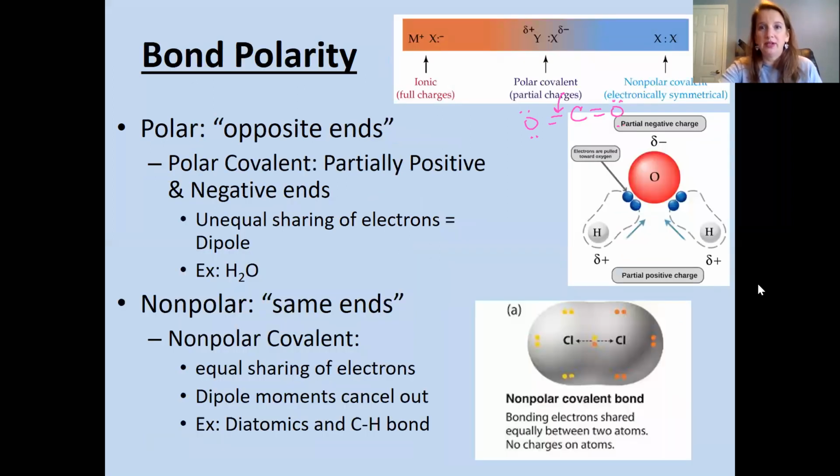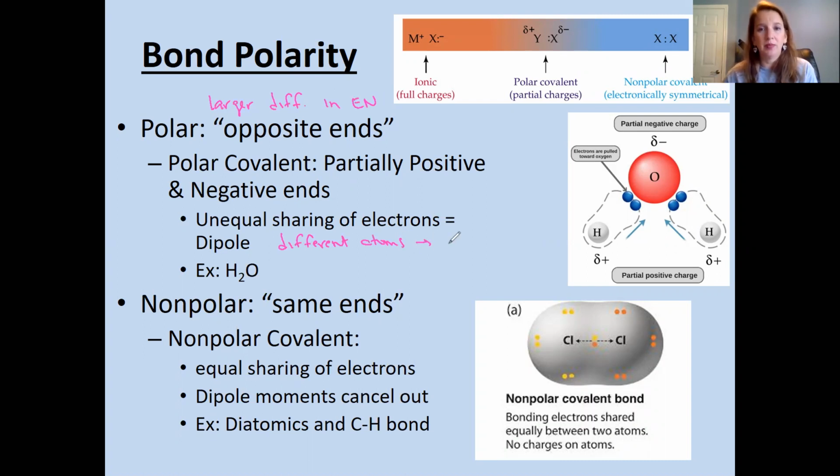So bond polarity is based on an electronegativity difference. A polar bond means that there are opposite ends, okay? And this is going to be a larger difference in electronegativity. Okay, so if they are different atoms, they are going to have a polar bond.